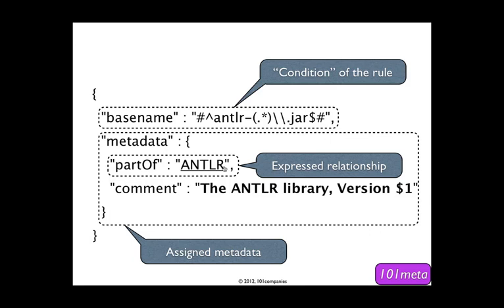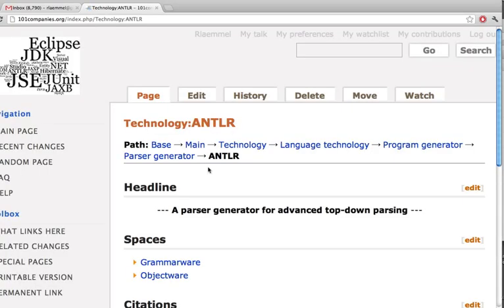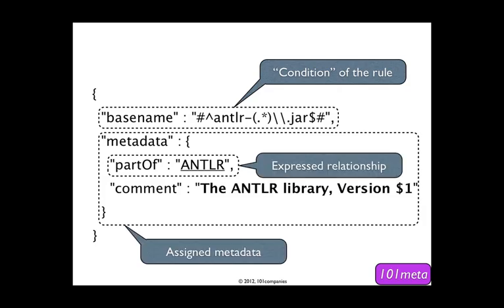All the names that we use here, such as this technology name ANTLR, are supposed to be known to 101companies. Let me just click it here. Yes, of course we do have a wiki page for the technology ANTLR. So these rules are supposed to associate files with technologies and languages as they are already known on the wiki. This is our first rule, and generally these rules consist of a condition part, saying what files or fragments thereof we are interested in, and a metadata part, saying what metadata is assigned to that file.